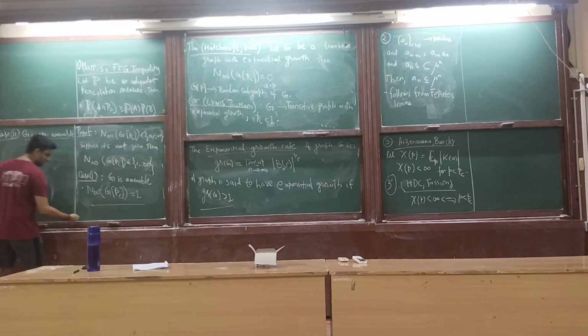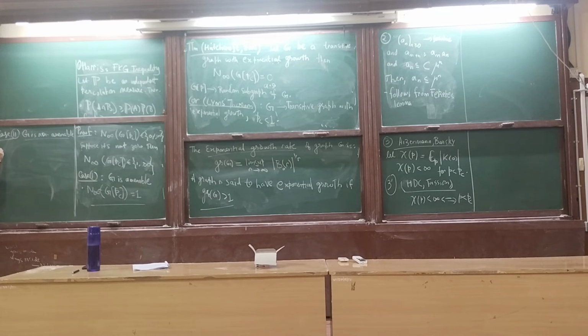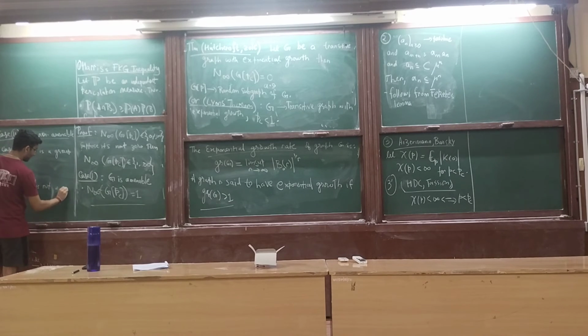So if G is non-amenable, then we have two subcases. These are just words; if you just understand the surface grammar, it's going to make sense. So let's say case 2.1, G is a group. In case 2.2, G is not a group. So these are the two cases.